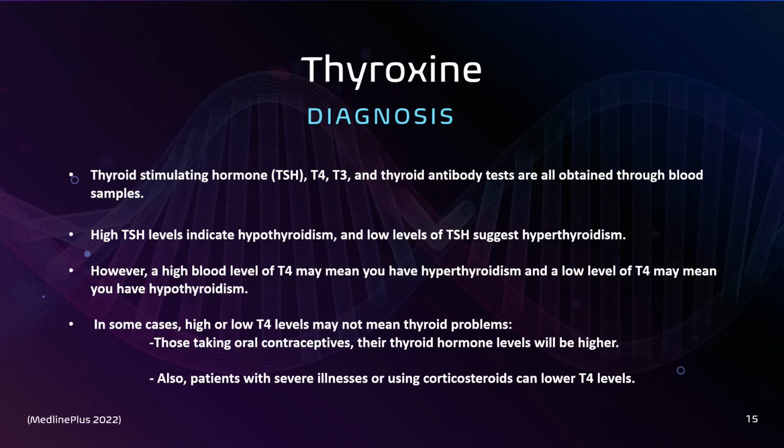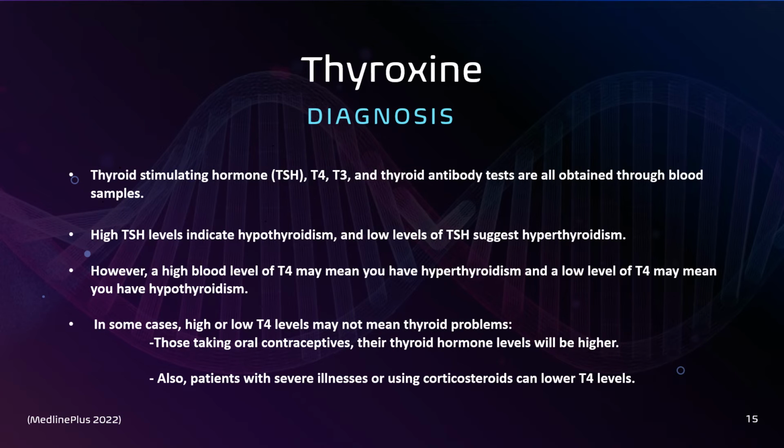How is thyroxine deficiency diagnosed? They're all obtained through blood samples. Your T3, T4, and TSH tests are going to be obtained through the blood. High TSH levels indicate hypothyroidism, and low levels of TSH suggest hyperthyroidism. And then as far as your T4, which is your thyroxine, a high blood level means hyperthyroidism. A low level is going to mean hypothyroidism.